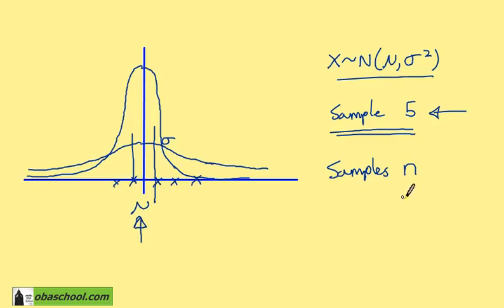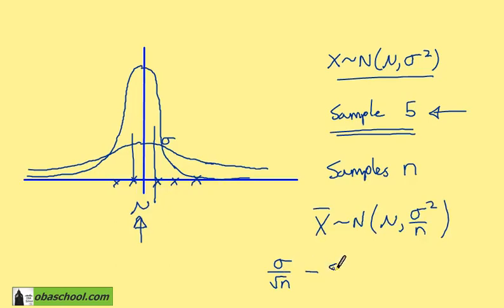With no justification, I'm going to tell you that the mean of the x's in samples of size n is normally distributed with mean mu, and the variance is sigma squared over n. The standard deviation for this is the square root of the variance, so that's sigma over root n, and that's given a special name. It's called the standard error.